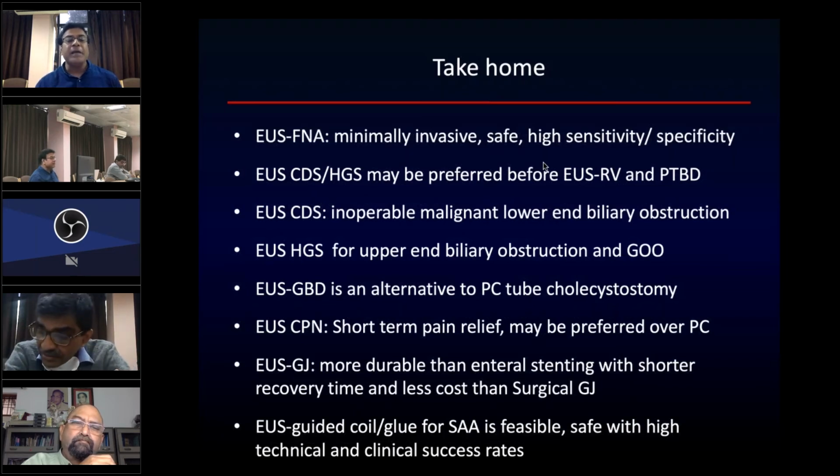EUS guided CPN provides short-term pain relief, however, may be preferred over a percutaneous approach. EUS guided GJ is more durable than antral stenting with a shorter recovery time and less cost than surgical GJ. EUS guided coil and glue for splenic artery aneurysm is feasible, safe, with high technical and clinical success rate.